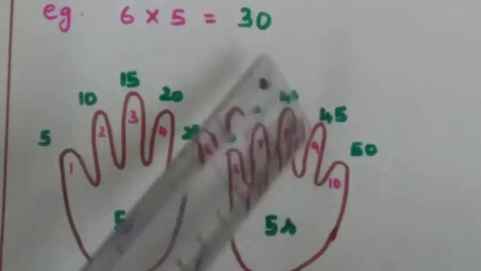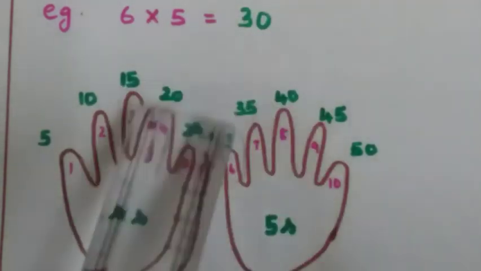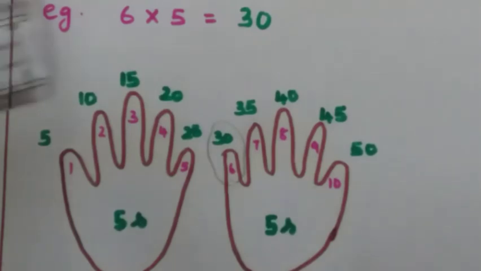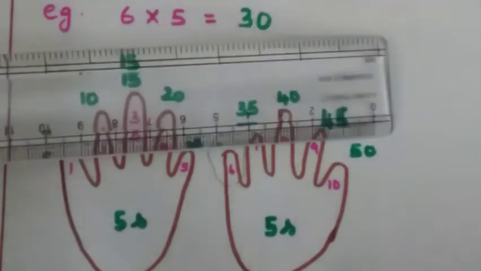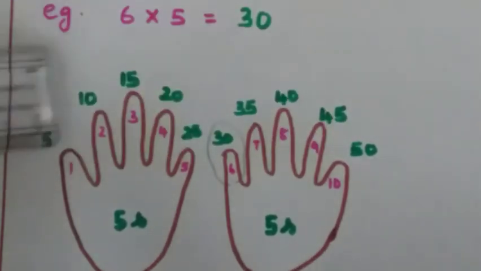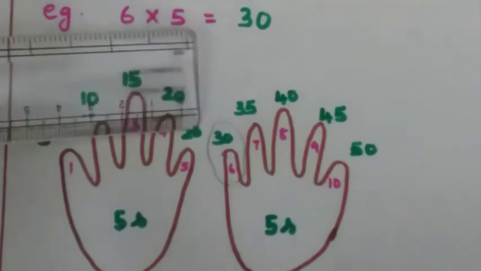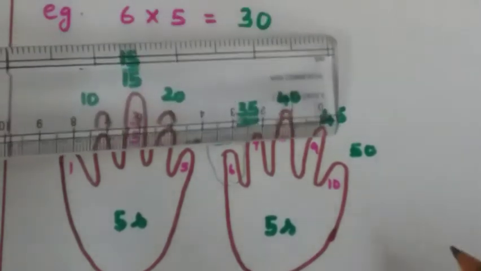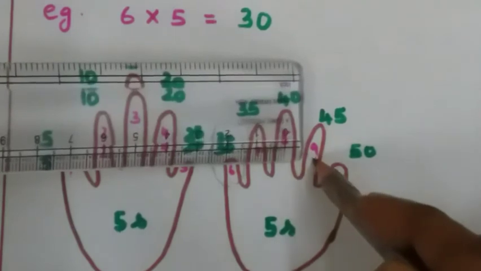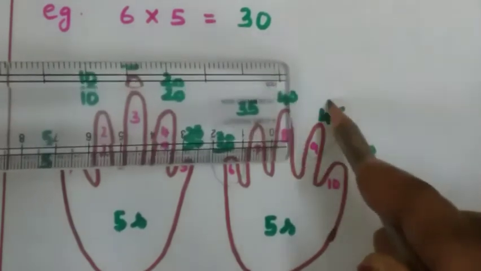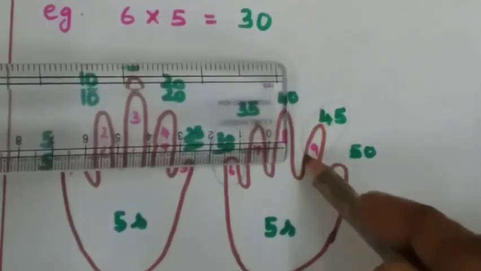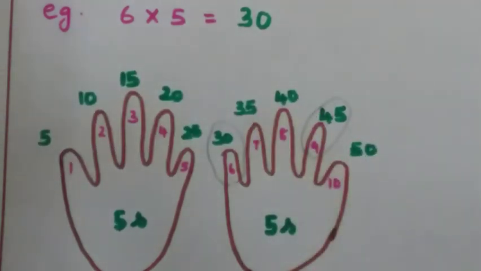Let's take another example, 9 into 5. So a child needs to move from the first finger to the ninth finger by skip counting in fives. So 5, 10, 15, 20, 25, 30, 35, 40 and 45. So when your child lands on the ninth finger, he's going to get the answer as 45. So 9 fives are 45. So these are the few hints and tricks to make the kids familiarize with table 5 and to memorize them easily.